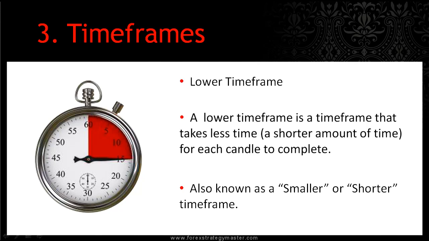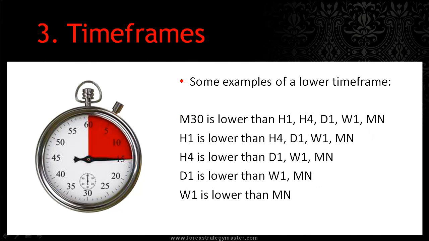Lower time frame. A lower time frame is a time frame that takes less time or a shorter amount of time for each candle to complete. This is also known as a smaller or shorter time frame. Some examples of a lower time frame would be the 30-minute is lower than the 1 hour or the 4 hour. The 1 hour is a lower time frame than the 4 hour or the daily.